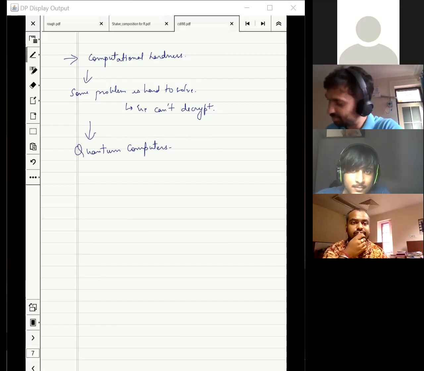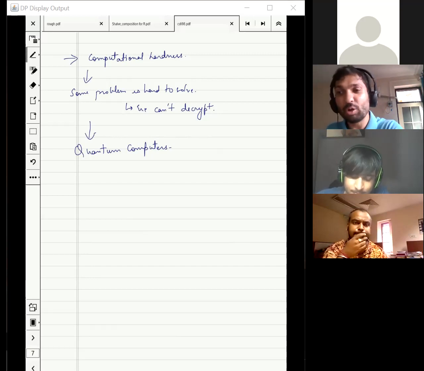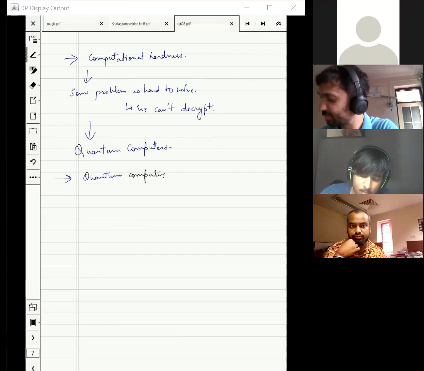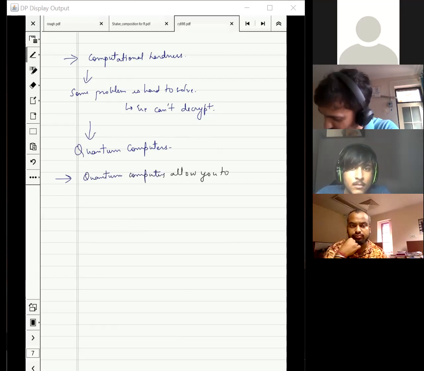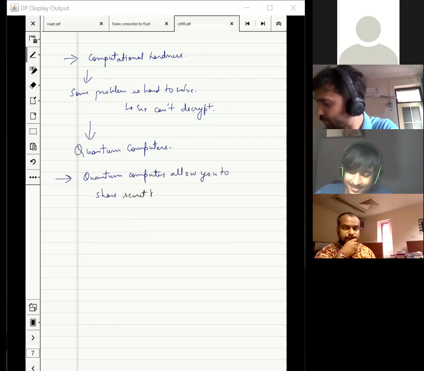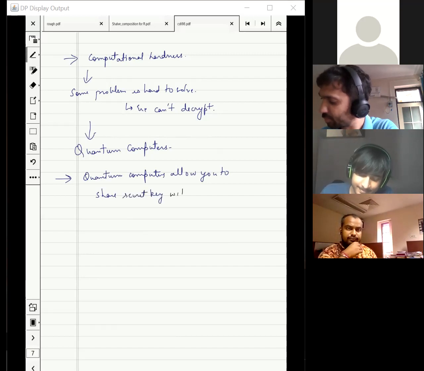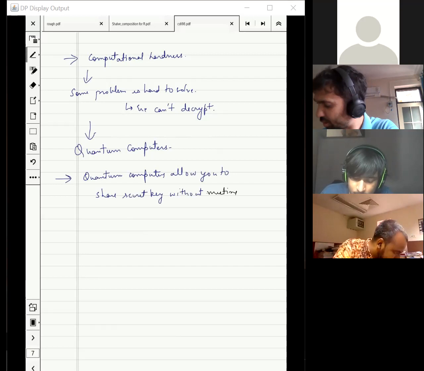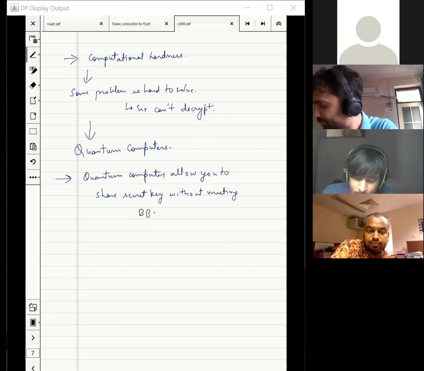And another thing which many people don't know is that quantum computers allow you to share a secret key even without meeting. This is called the BB84 protocol.